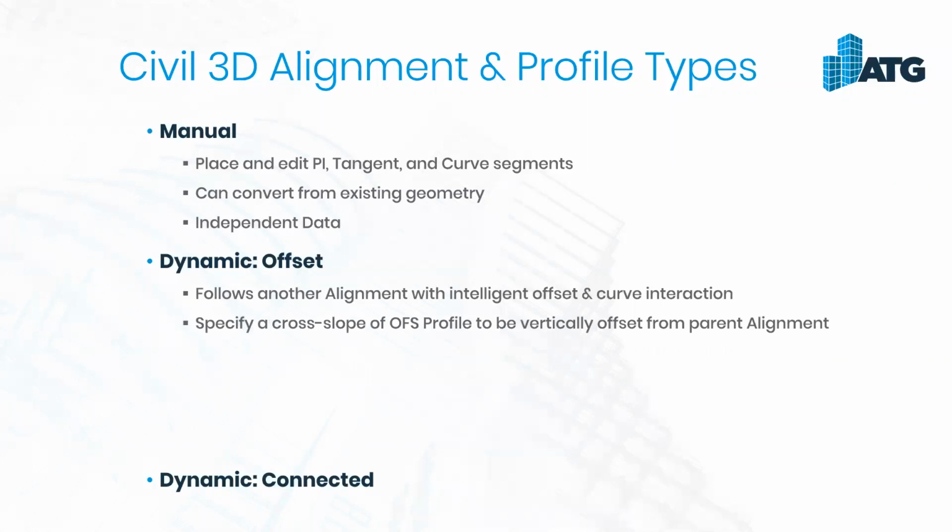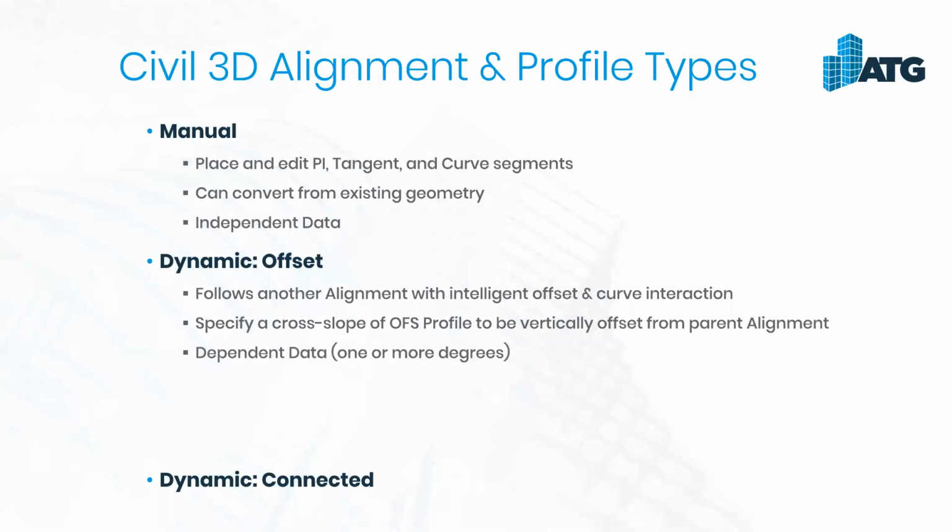For our offset profiles, the really cool thing with this is we get to specify that cross slope to be vertically offset from that parent alignment. So it doesn't matter how far away I am, I'm able to say I will always be minus 2%, minus 5% from my parent profile, and then my horizontal is going to tell me where my elevation is to solve that right triangle.